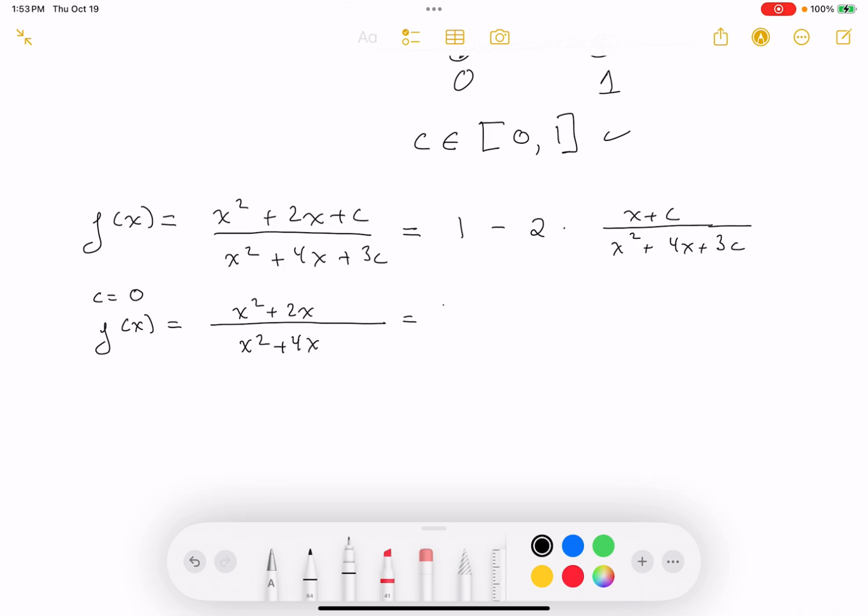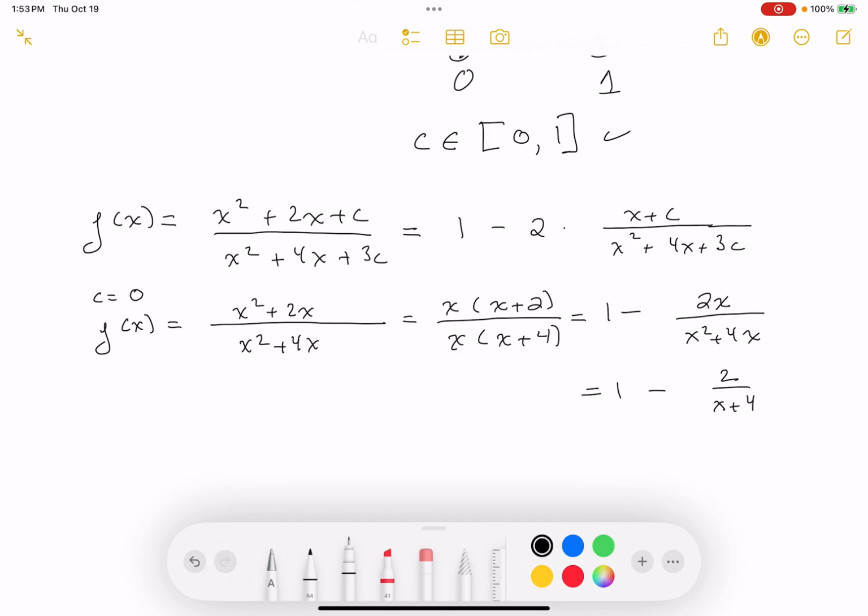If you were just to factor it, you get x times (x plus 2) on top, and on the bottom you get x times (x plus 4). Over here, if c is 0, you would get 1 minus 2x over x squared plus 4x. All right? Again, if you reduce that, I guess I could reduce that too, right? So it's 1 minus 2 over x plus 4. All right, a lot easier to look at.